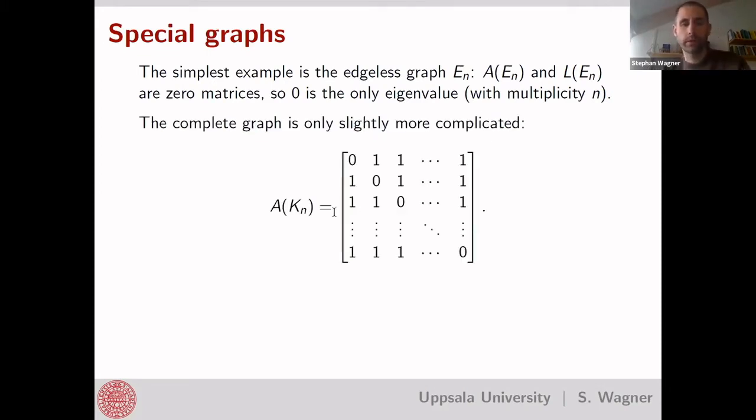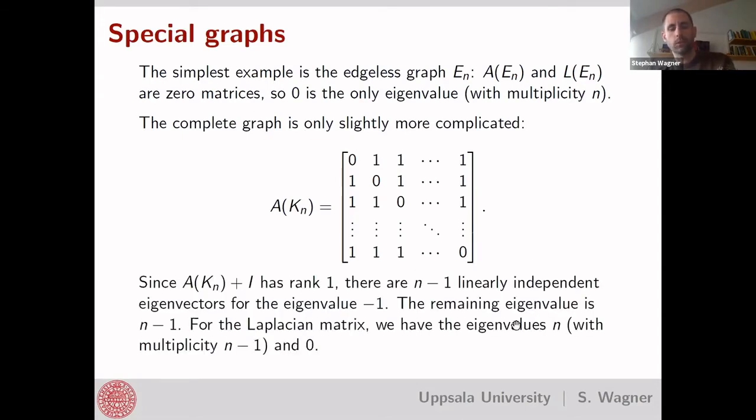It gets a little bit more interesting with the complete graph. So a graph where all the edges are present, and then all the entries in the adjacency matrix are equal to 1, except for the diagonal entries, which are equal to 0. It's only slightly more complicated because, if you add the identity matrix I, then the diagonal fills up and you get a matrix where all the entries are 1 and the rank is 1 because all the row vectors are just the same. So you only have rank 1. And that in turn means that you have n minus 1 linearly independent eigenvectors, all for the eigenvalue minus 1. And the last remaining eigenvalue is then n minus 1.